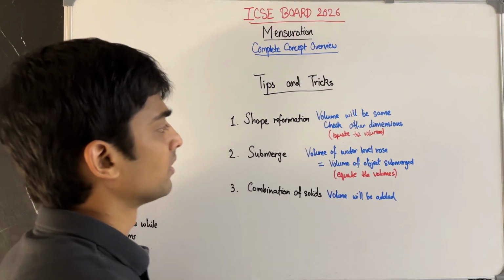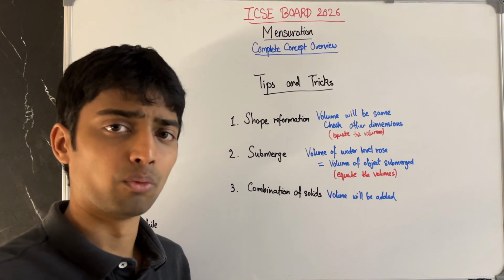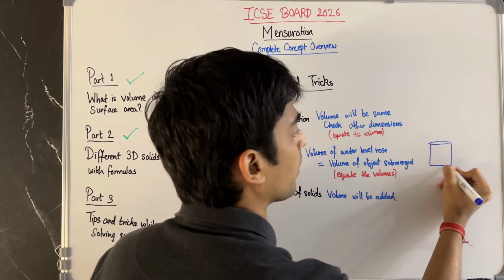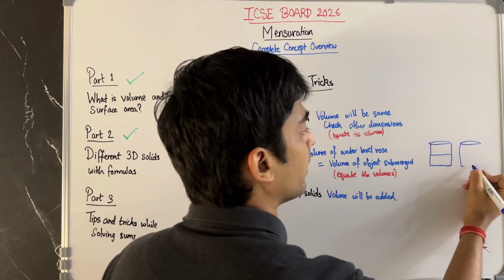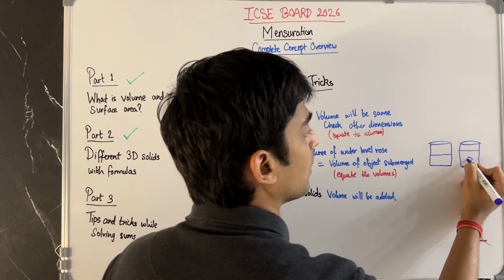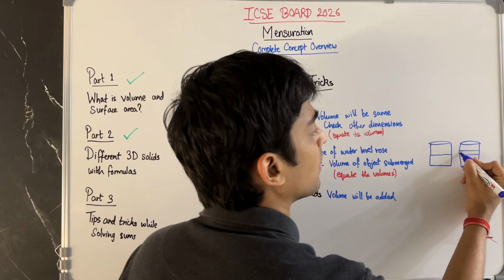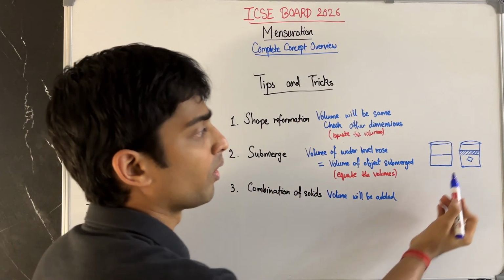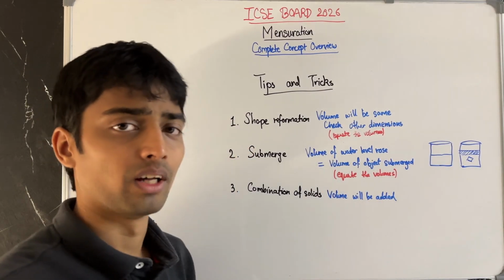Next we have submerged. So sums in which they talk about some object is submerged in the water. Let's say this was the initial water level, and when the object is submerged, it rose to this level. Let's say a cube is submerged. So this extra volume which rose would be equal to the volume of the object. So you can equate the volumes and find the missing value here as well.